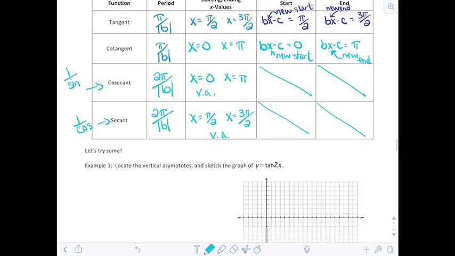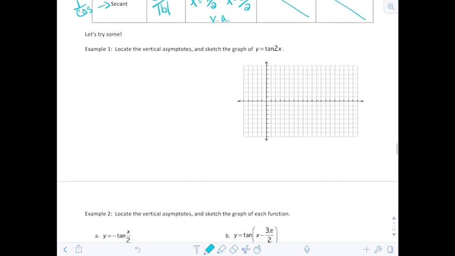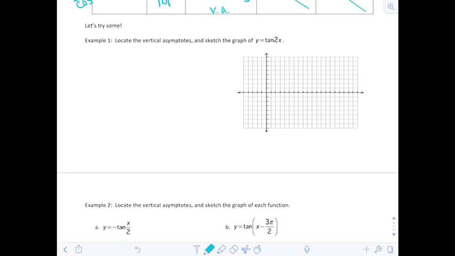Okay, so now let's try some graphs. Not as much to these maybe as sine and cosine. So example 1, locate the vertical asymptotes and sketch the graph of y equals tangent of 2x. So as we look at this, if we go along with the VAP procedure that we were doing, this does tend to be a little different, but we can still absolutely use it.